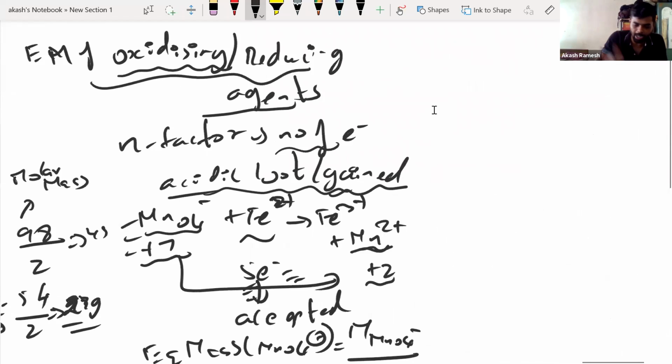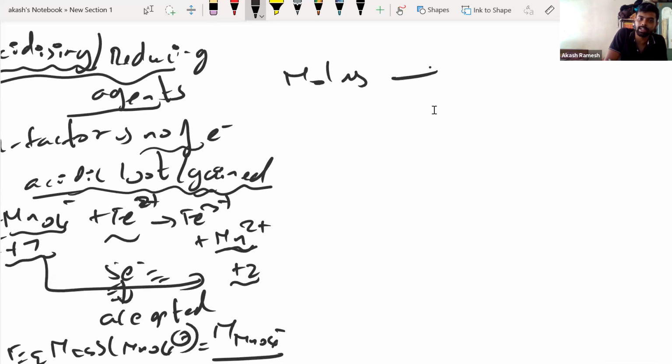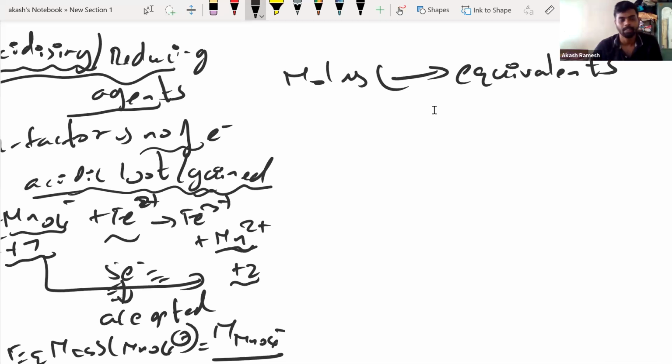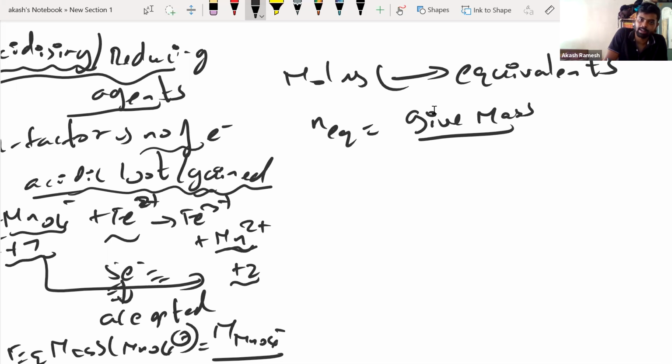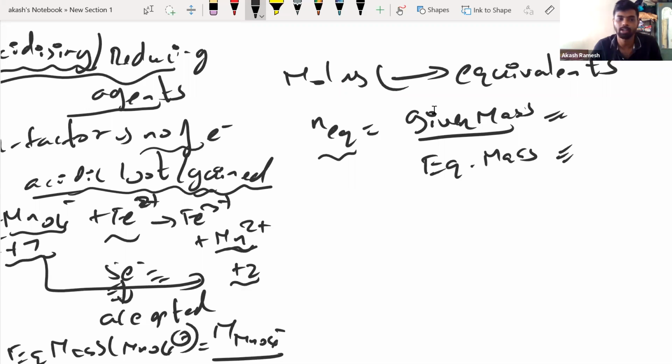Just like number of moles, we have something called number of equivalents. Just like you have number of moles, in the equivalent concept you have one more term called number of equivalents. Now it's very simple. Number of equivalents is equal to given mass divided by the equivalent mass, like how moles is equal to given mass by molecular mass. So number of equivalents would be given mass by equivalent mass. That is the only difference.